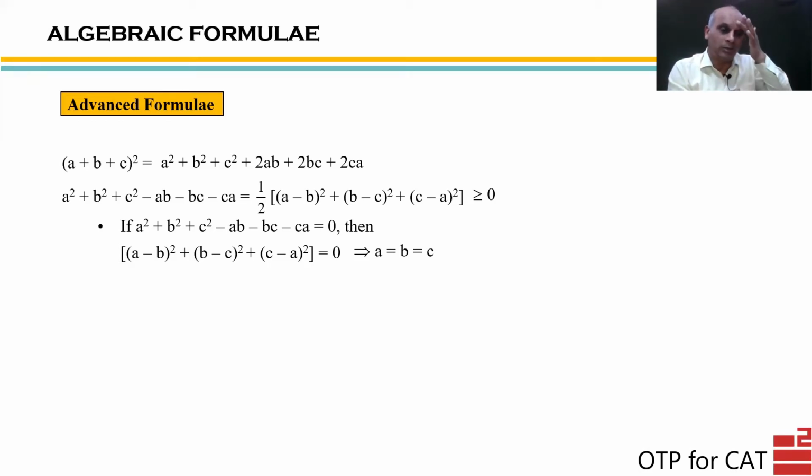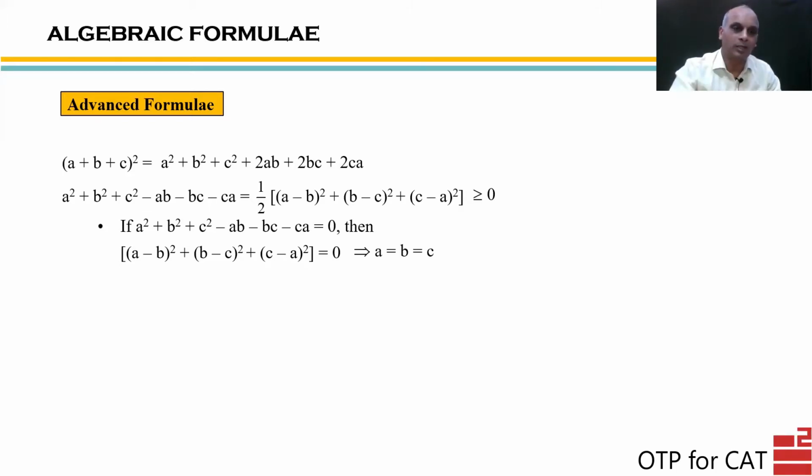So a minus b is 0. Similarly, b minus c is 0, and c minus a is also 0. And that finally means that a equal to b equal to c. So we have to understand this deduction: if a square plus b square plus c square minus ab minus bc minus ca is equal to 0, then it is necessarily true that a equal to b equal to c.